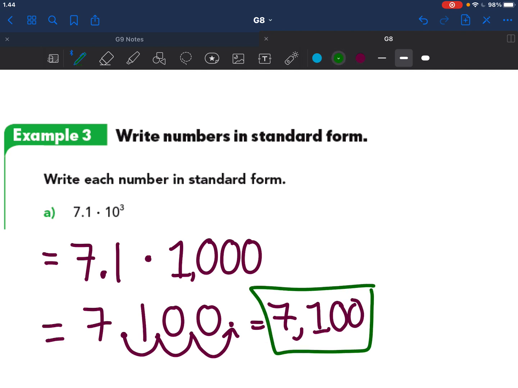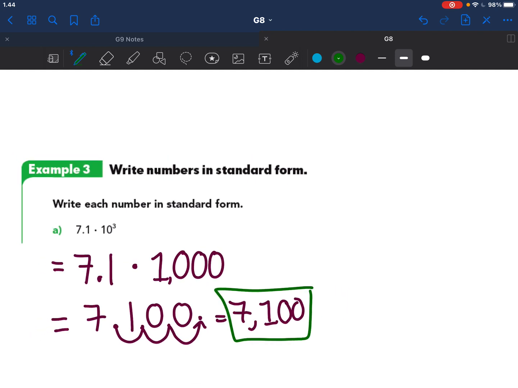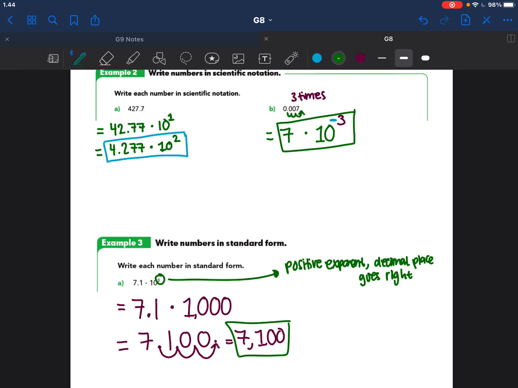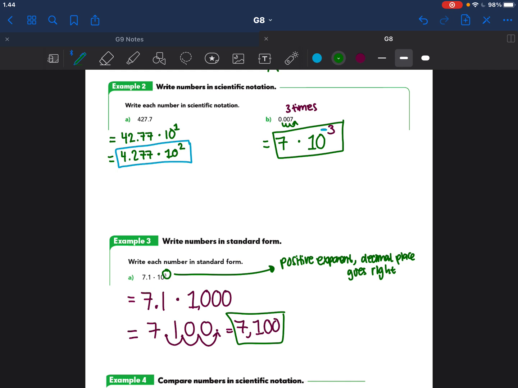So this is for when you're unsure what to do with the decimal. But this should be easy, you guys. Turning something scientific to standard form, the exponent will tell you. If it's a positive exponent, the decimal place goes to the right. So positive goes right.